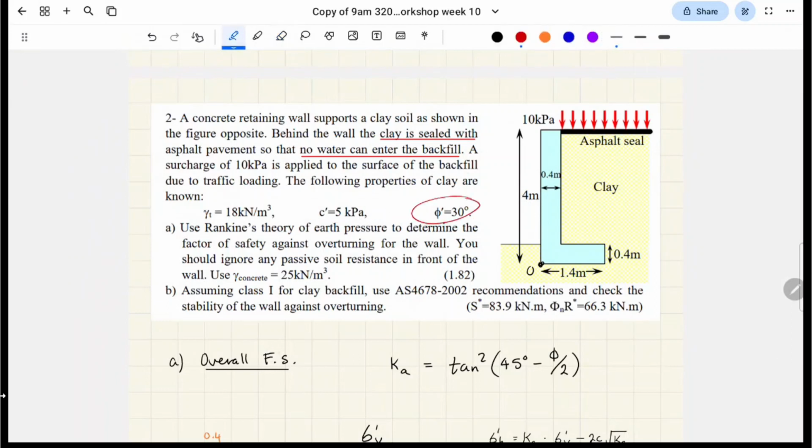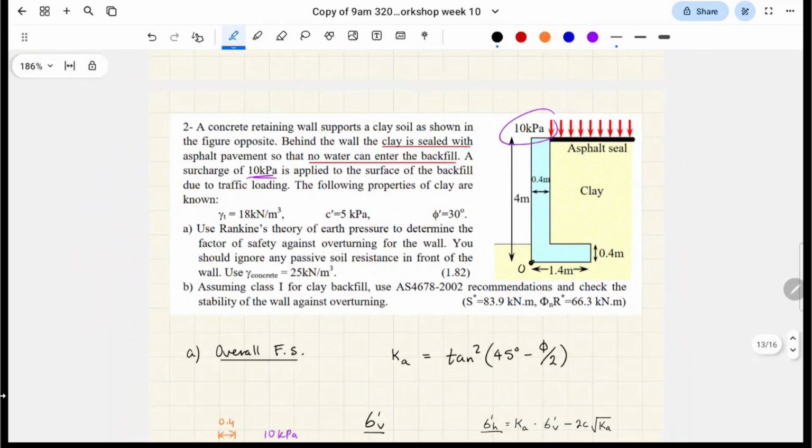Normally when we're dealing with undrained clay, we take the friction angle as 0, right? So this is where it differs. This will be slightly different since we're dealing with drained clay. Note that the surcharge is 10. Oh, actually it's already written here. Surcharge on the top is 10.